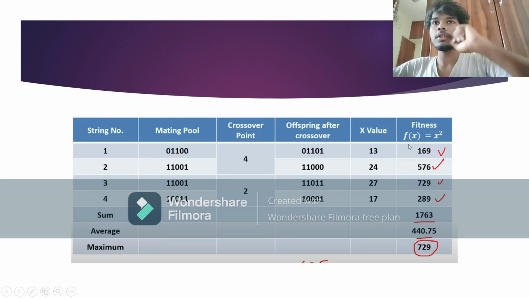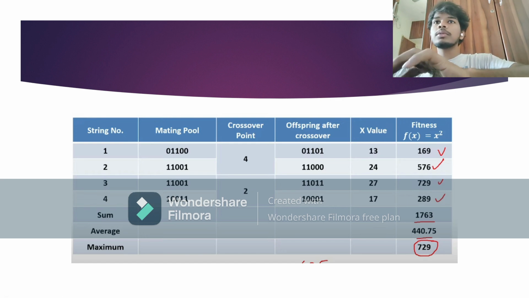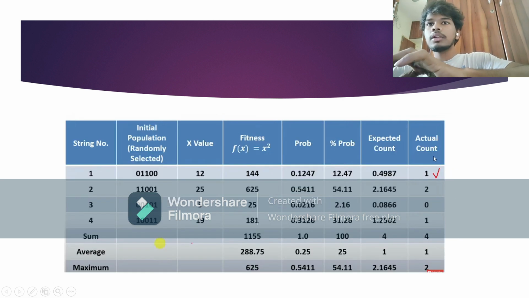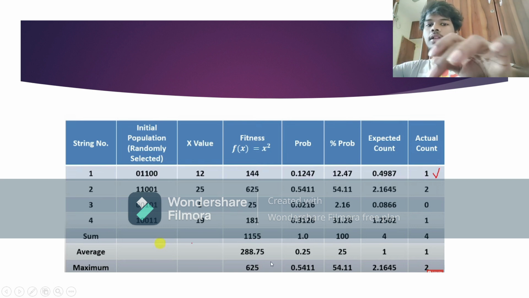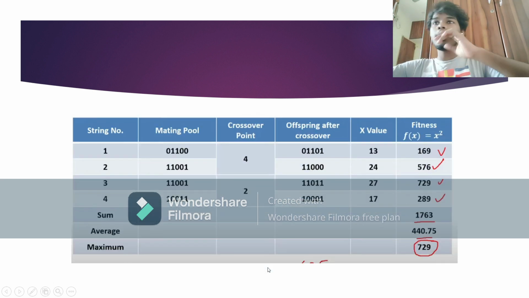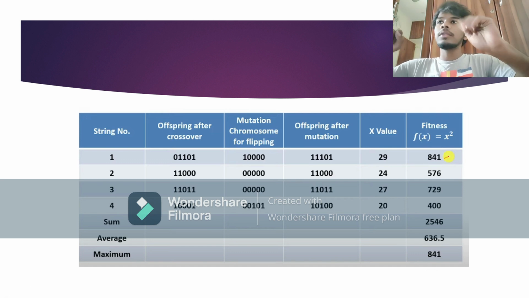So by using f of x, we find the fitness, x square. So 13 square is 169, 24 square is 576, 27 square is 729, and 17 square is 289. So the sum, and the average is divided by 4. The maximum between these is 729, and previously the maximum was 625. Okay, so we move on to the third iteration and the third table.